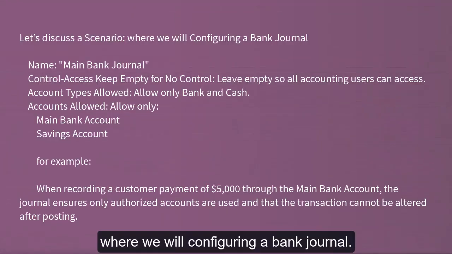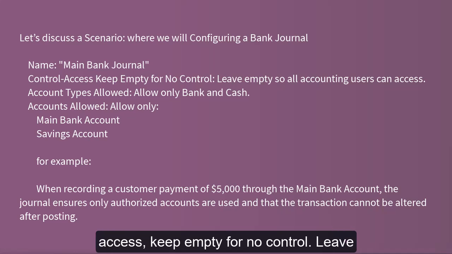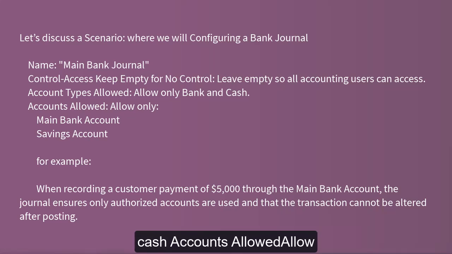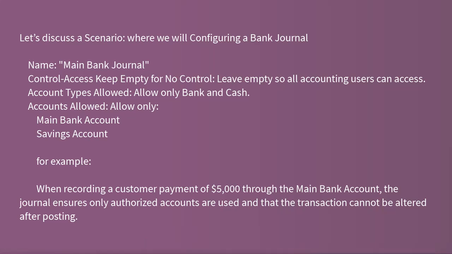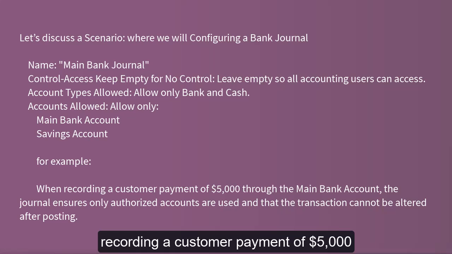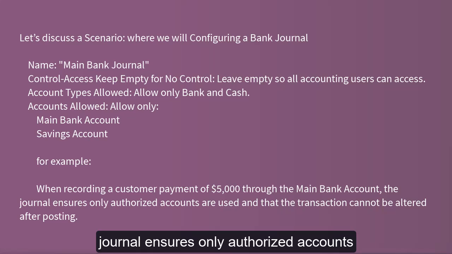Let's discuss a scenario where we will be configuring a bank journal. Name, main bank journal. Control access, keep empty for no control. Leave empty so all accounting users can access. Account types allowed. Allow only bank and cash. Accounts allowed. Allow only main bank account, savings account. For example, when recording a customer payment of $5,000 through the main bank account, the journal ensures only authorized accounts are used and that the transaction cannot be altered after posting.